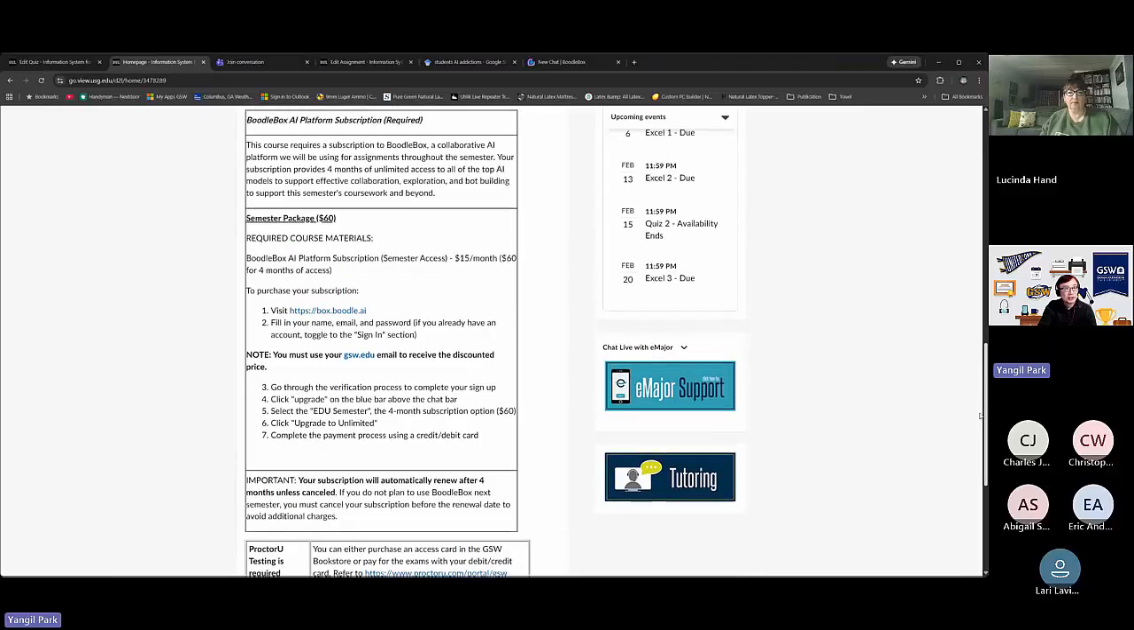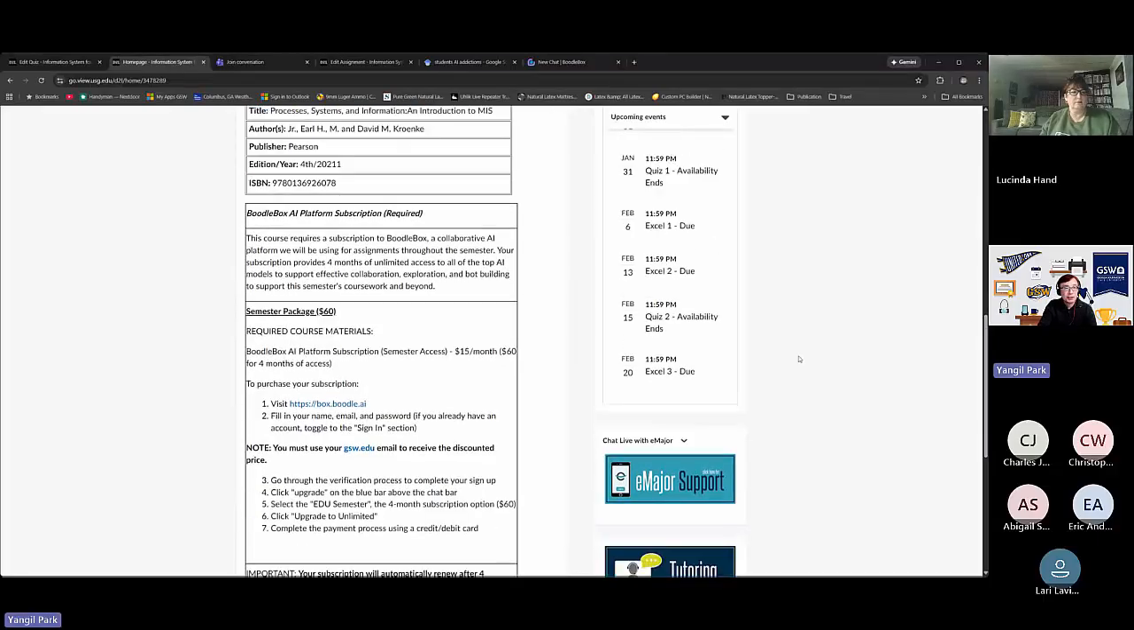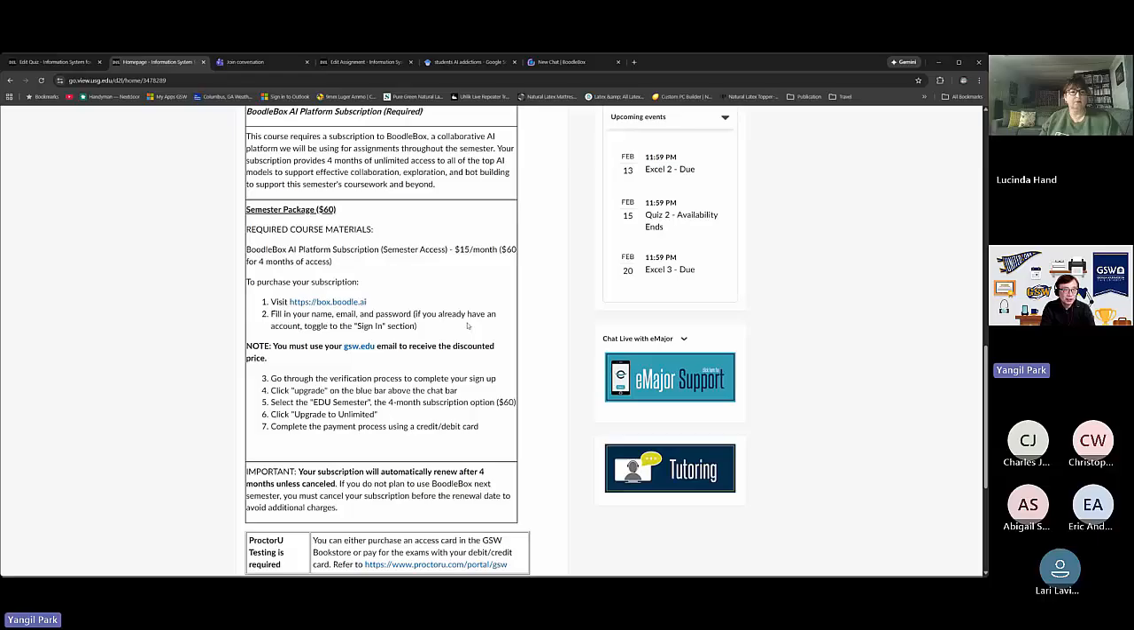For example, here's the textbook. This is our textbook, so you can purchase or rent it, whatever you like. And then we are using the AI package this semester. That's what they call BoodleBox. I don't know if you like the name, but that's what they came up with. They're stationed in California, of course, near those hotspots. And we need to subscribe to this.